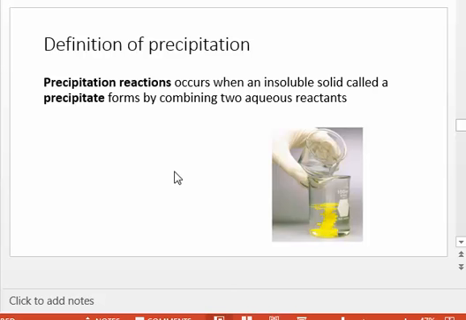Precipitation reactions occur when an insoluble solid called a precipitate forms by combining two aqueous reactants. The reactants are always aqueous, which means dissolved in water, and at least one of the products formed is a solid. The graphic on this slide shows a precipitation reaction.